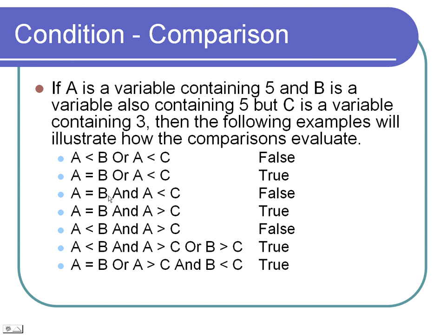Alright? Okay, so let's take a look at the and now. The and is A equals B. Okay, does 5 equal 5? That's true. But 5 is not greater than 3, so that's a false. See, I asked 5 greater than 3, that was false.